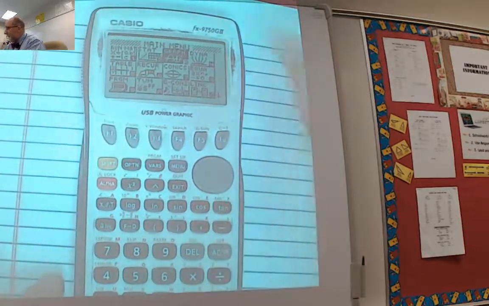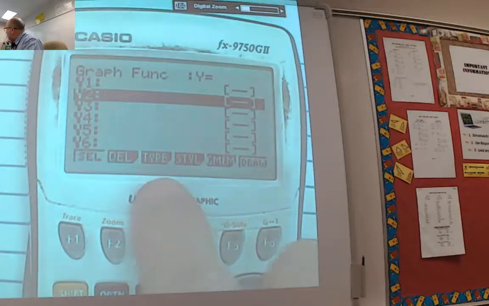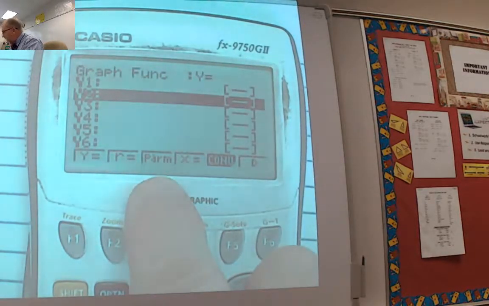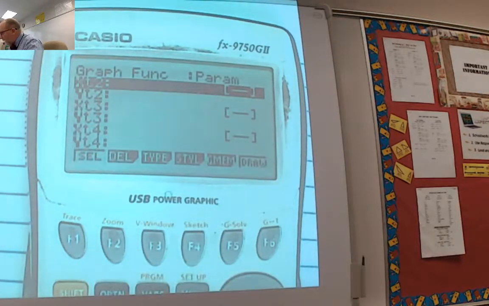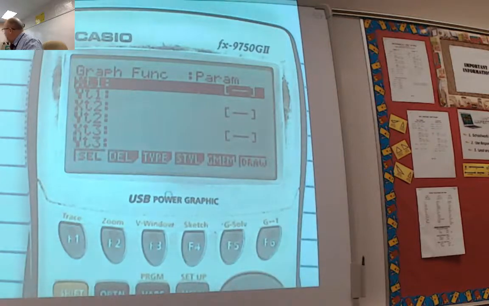So you go to graph on your Casio. This is what you're going to see in the video. So if you choose that, you have a thing that says type right here. So I'm going to choose type, and there's your parametric. So as soon as you do that, you get x of t, y of t. So you can put a whole bunch, they have to come in sets though. All right? So everybody have something like that?